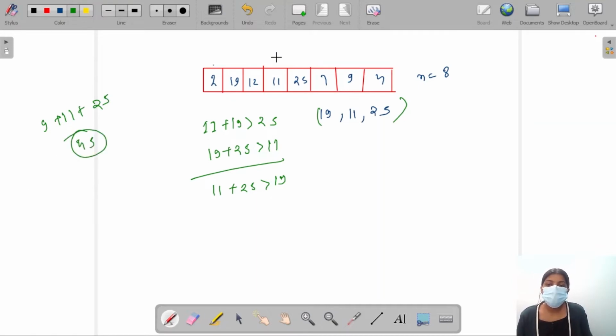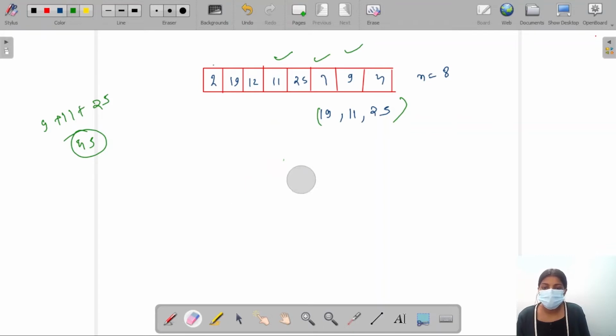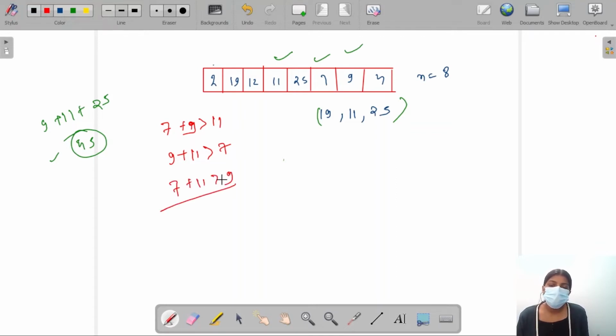Okay. Now I take another three sides. I keep this perimeter aside. Now I take 7, 9 and 11. 7 plus 9 is greater than 11, right? 9 plus 11 is also strictly greater than 7. And 7 plus 11 is also greater than 9. These three sides also form a triangle. So the perimeter for these sides, 7, 9 and 11, is 27.